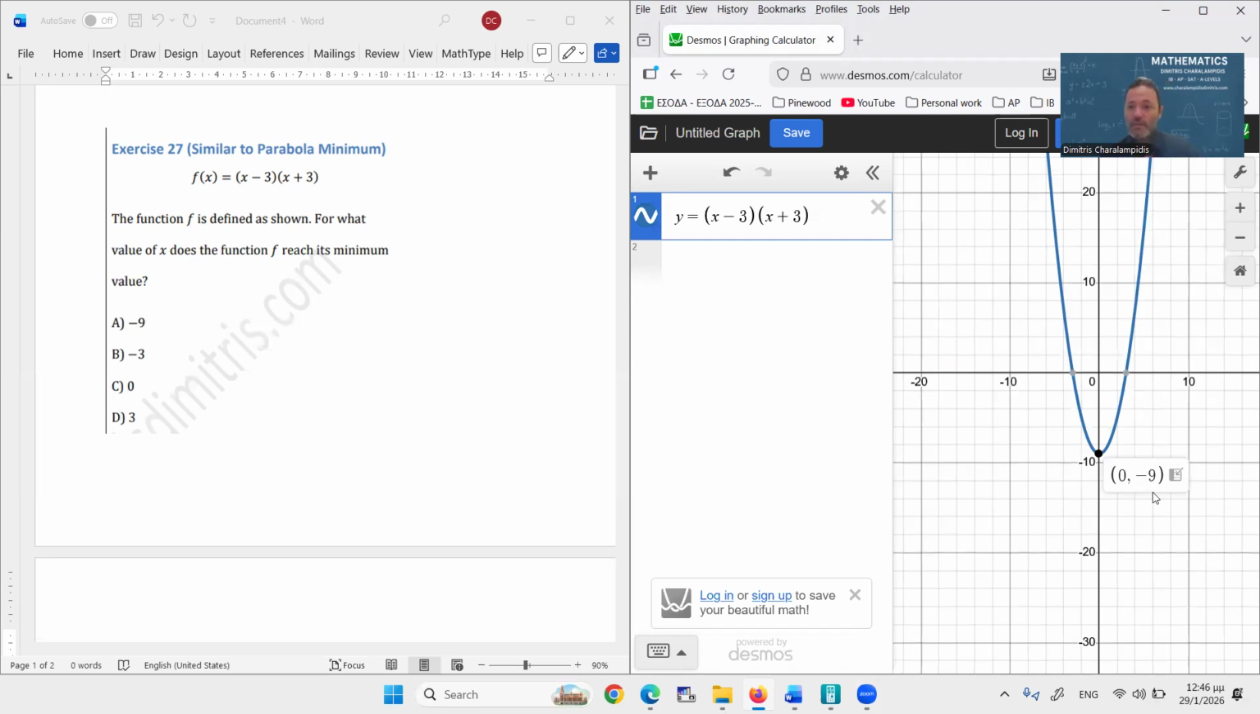Now, be extra careful, as always, on what is asked. We were asked not to find the minimum value of this function, which would have been negative 9, but we were asked to determine the value of x for which f gets its minimum value. That would have been x equals 0. Therefore, the right choice here would have been C.